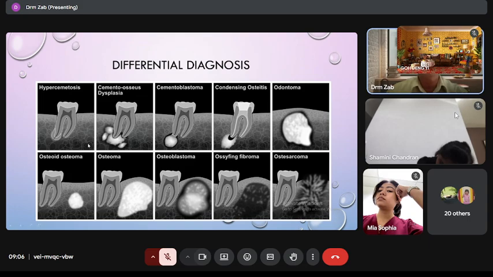So these are the differential diagnoses that you should know. Hypercementosis, cementoblastoma, cemento-osseous dysplasia, odontoma, osteoblastoma, osteoma, and osteoid osteoma. So remember this very well because this may come up in your exam.